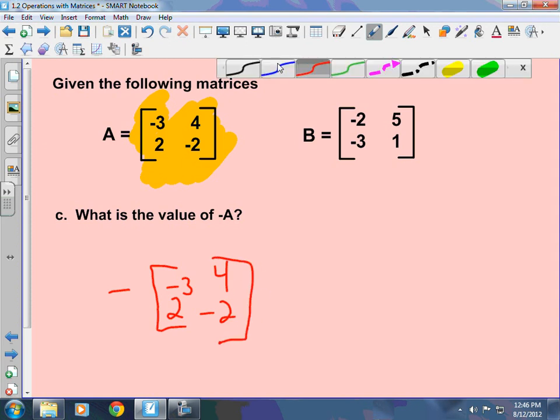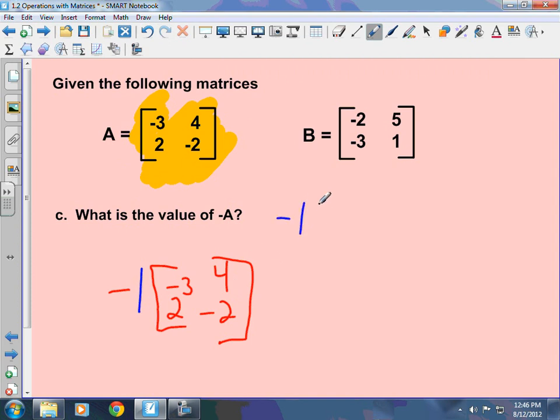Now, how do I solve this problem? Well, this problem was written by a lazy mathematician. Because what is behind that negative sign? That's correct. It's a 1. This is actually negative 1 times A. So I just have to go negative 1 times everything inside my matrix. Anytime you see a negative sign, there is a 1 behind that negative sign.